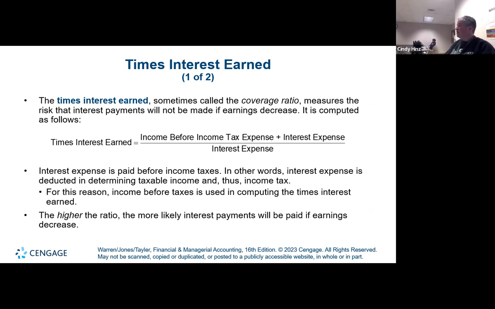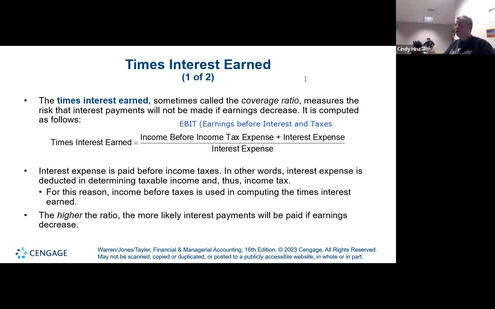You can see the calculation. The numerator of the calculation is income before income tax expense. And then we add back the interest. There's a special finance term acronym. We love our acronyms for that. And it's known as EBIT, which stands for earnings before interest and taxes.